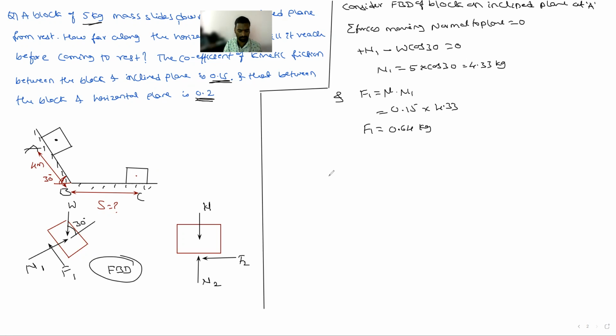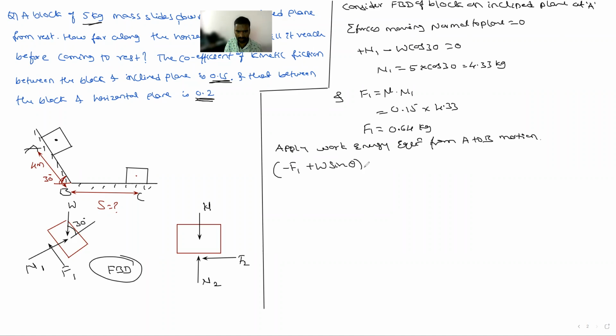Next, apply the work energy equation from A to B. The body is moving downward on the inclined plane, so we take the summation of forces parallel to the plane. What are the parallel forces? In the downward direction, F1 is acting upward, so minus F1. Then the weight acts as plus W sin theta.